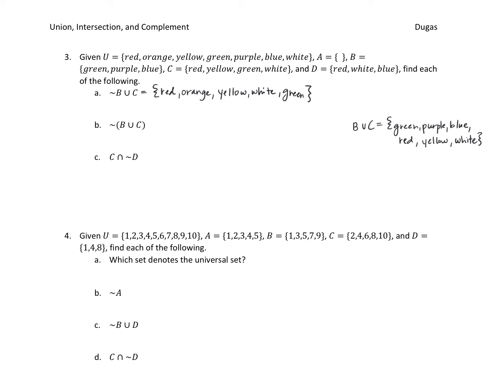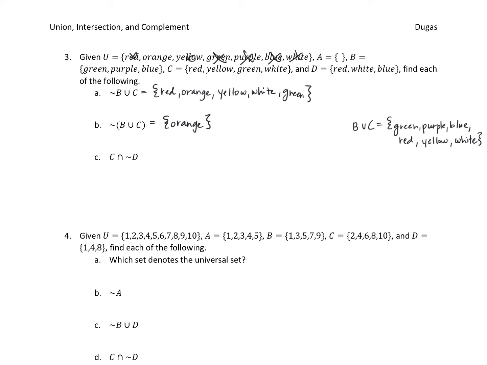Now what I want to do is find the complement of that. So I'm going to go through the universal set and cross out everything that's listed here. So I'm going to cross out green, purple, blue, red, yellow, and white. Notice the only color that's left is orange. So that would be the only element in this set. So the complement of the union of B and C is orange.